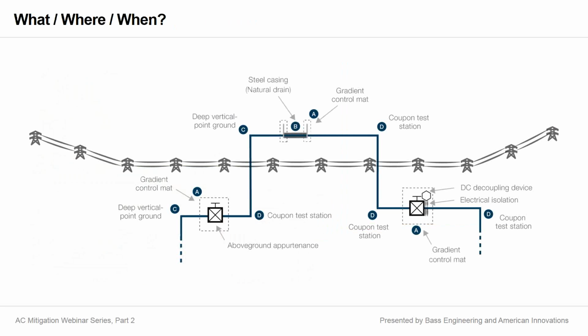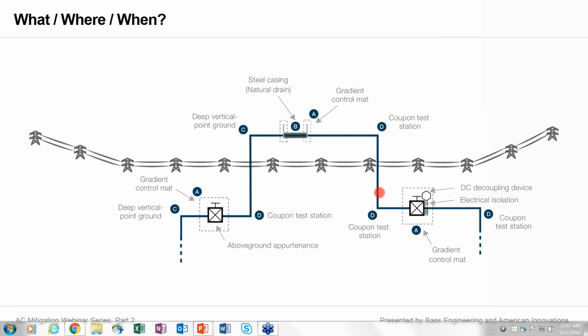What we're showing you now is a typical, or what could be a typical pipeline HVAC power line co-location. So I'm going to grab the pointer here and walk you through this. And I'm going to move left to right through this system. So obviously the power line is depicted with the little icons depicting our towers, and the solid blue line represents our pipeline.